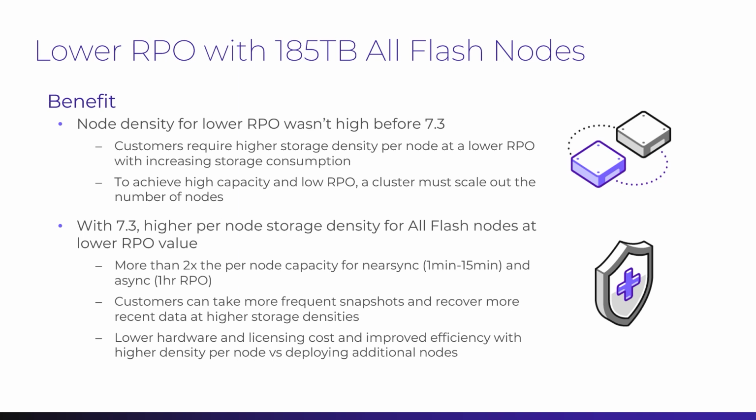Now, with 7.3, we have increased the storage density for all flash nodes to support a lower RPO value. What that means is now for near sync and async 1-hour RPO, the storage density per node for all flash nodes is twice the previous values. This now allows customers to have higher storage densities on a per node basis while still being able to take more frequent snapshots and recover more recent data, which is crucial for critical workloads.